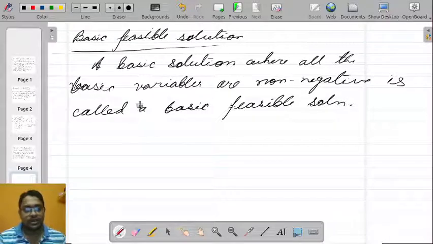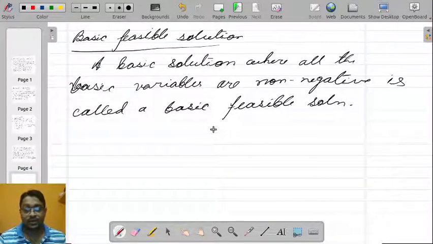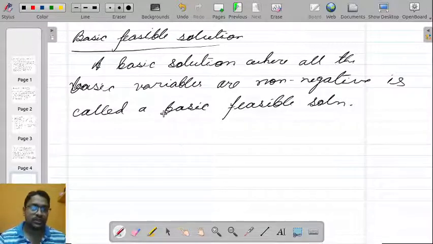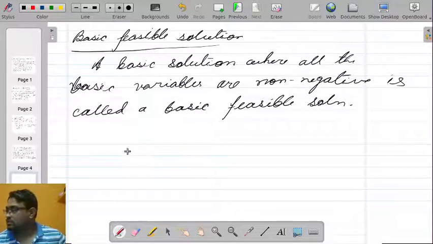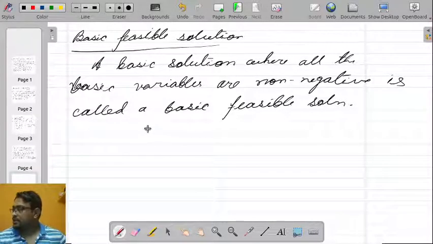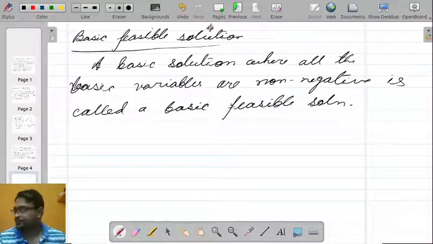Similarly, a basic feasible solution is said to be non-degenerate if all the basic variables are non-zero. And if at least one of the variables is 0, then we say that the basic feasible solution is degenerate. So this was about basic feasible solution.